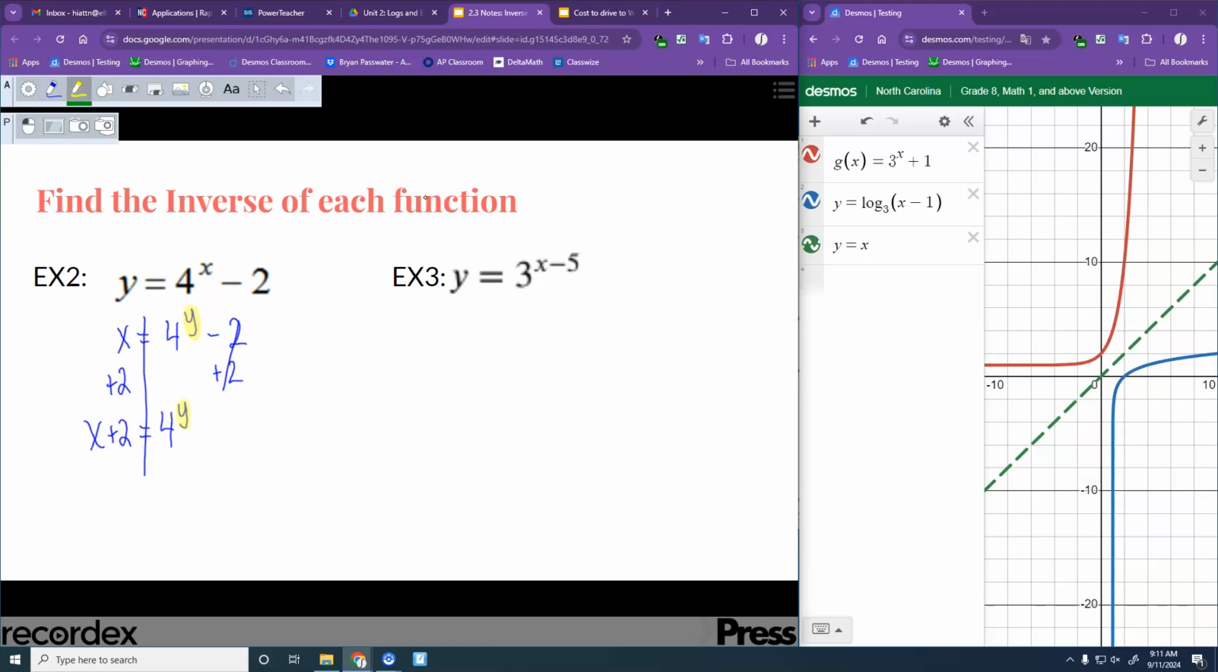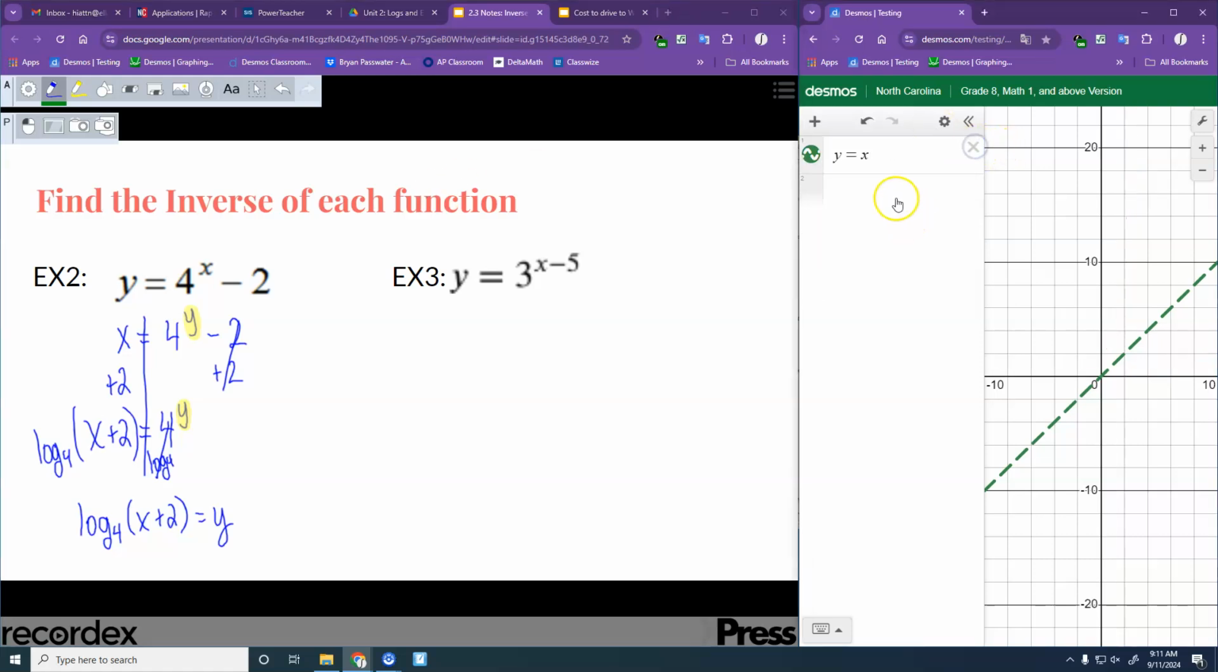All right. Then I'm trying to get to the y. I got to get rid of that 4. Keely, what do you think we should do there? We're going to use a log with a base of 4. Over here, it just cancels. Over here, we're going to have log base 4 of x plus 2. So log base 4 of x plus 2 equals y. Since they didn't use f of x notation, I think I'm just going to leave it like that.